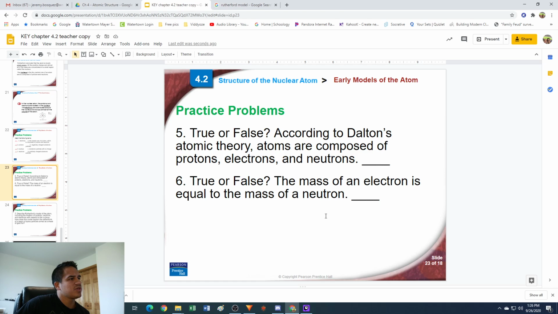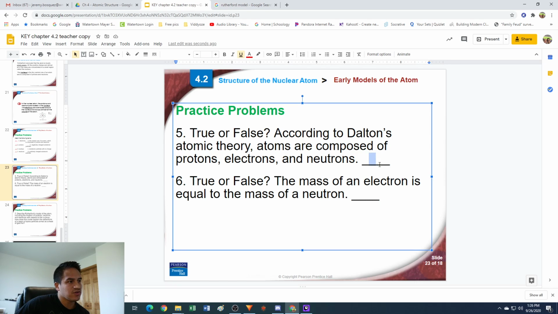According to Dalton's atomic theory, atoms are composed of protons, electrons, and neutrons. So this one here is false because John Dalton came up with his atomic theory before he even knew that protons, electrons, and neutrons even existed. So it was not part of his atomic theory. Those particles had not been discovered yet.